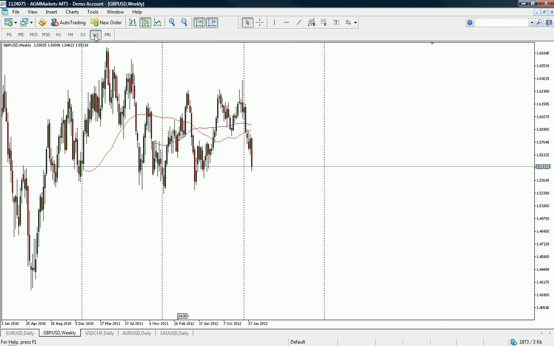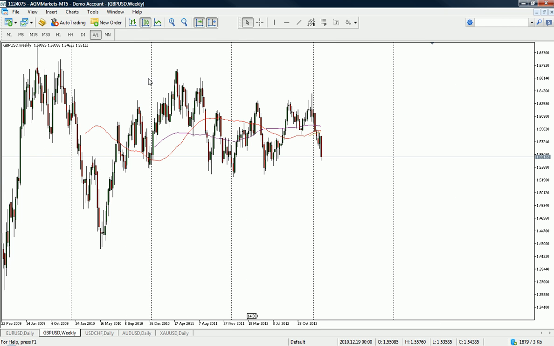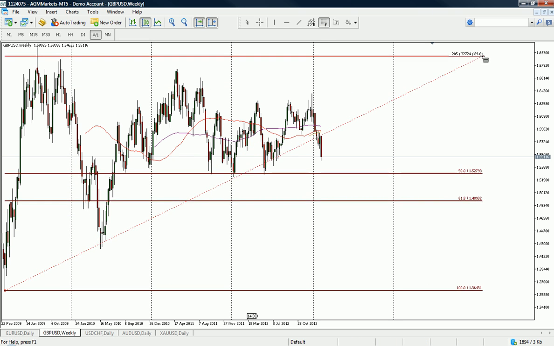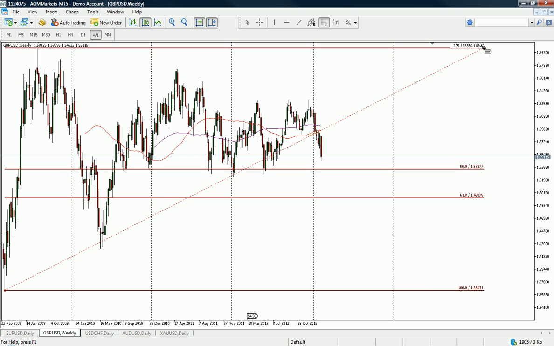One interesting setup, if you flick it to the weekly chart, is if you draw a fib from that bottom all the way from the bottom there, this is the weekly, you can see there are multiple support levels at around a 50% retracement. So it's at what, 1.5340, all those bounces.